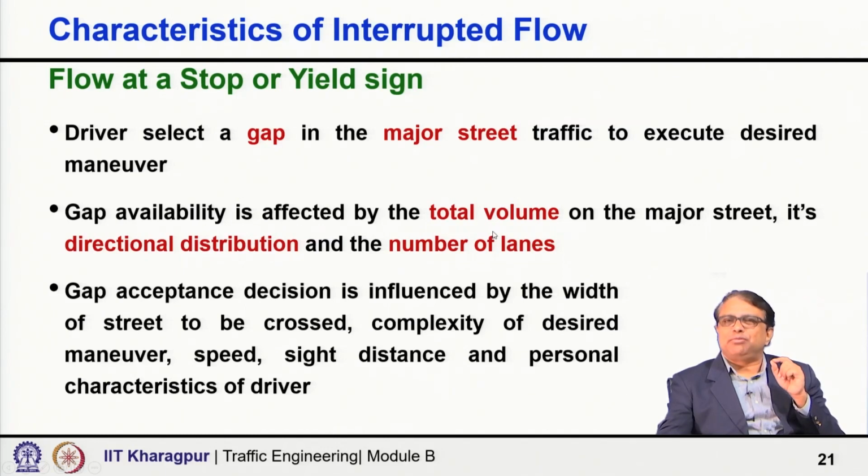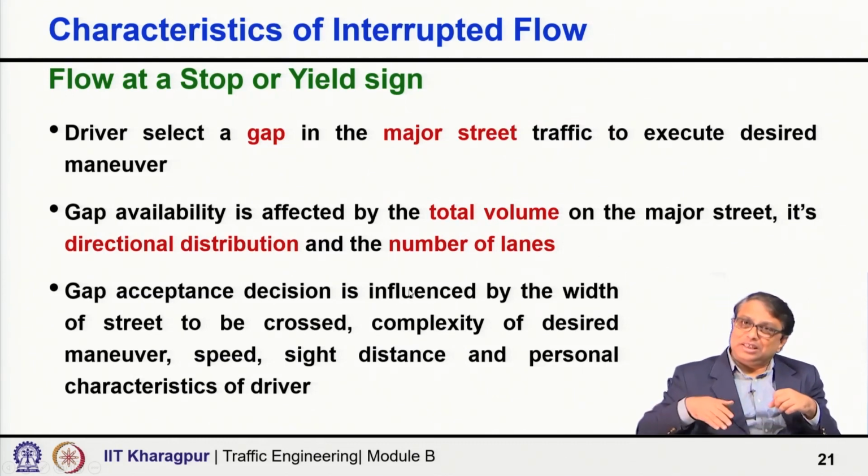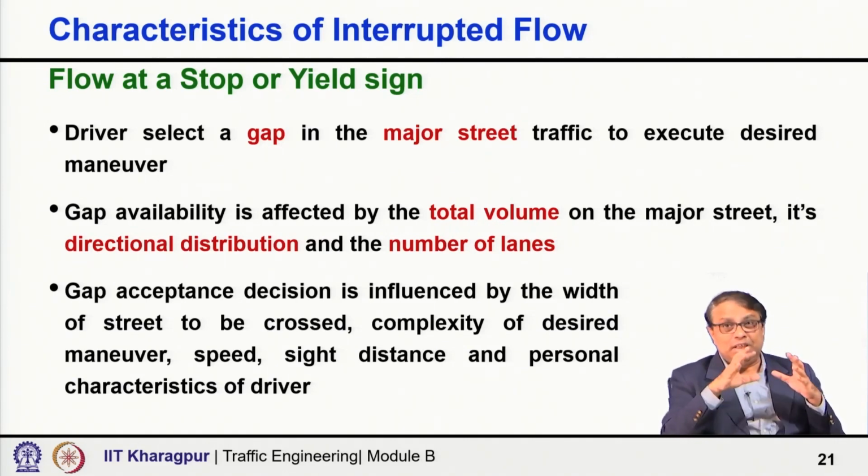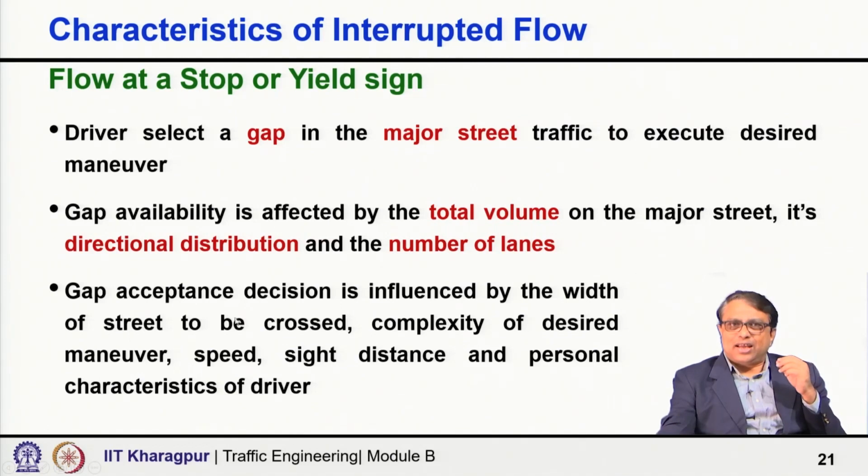Gap availability is affected by the total volume on the major street, how frequently and how likely you are able to get a gap. It depends on the total volume, the directional distribution and how many lanes are there. If you are taking the right turn maneuver, you have to cross so many lanes in Indian conditions. So, the gap acceptance decision is influenced by the width of the street to be crossed, complexity of the desired maneuver, speed, side distance and also the personal characteristics of the driver.